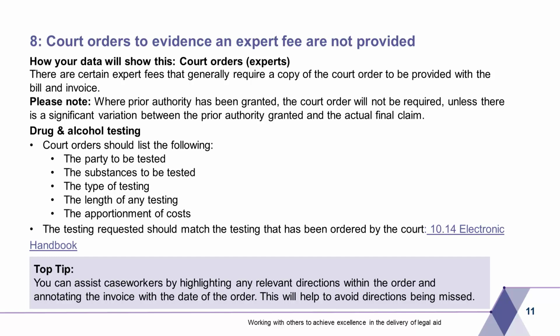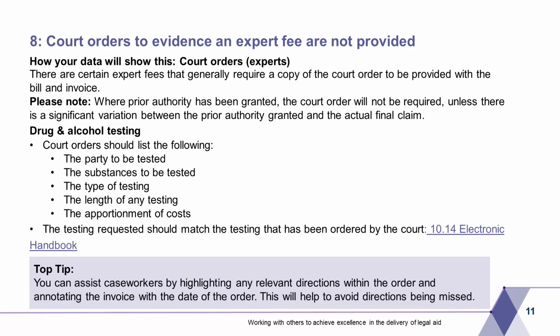unless there is a significant difference between the prior authority granted and what is being claimed within the bill. For drug and alcohol testing, the information required from the court order is the name of the party or the parties to be tested, the substances which testing is to be undertaken for, and the type of testing to be undertaken. We also require the length of any testing period and the apportionment of any costs.